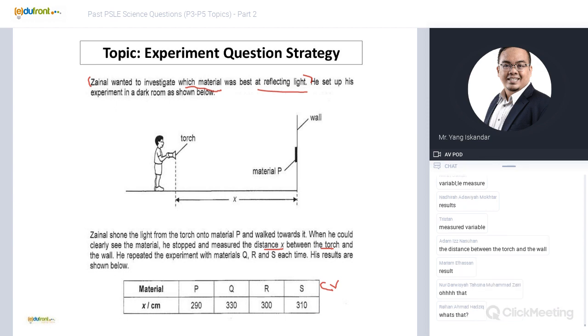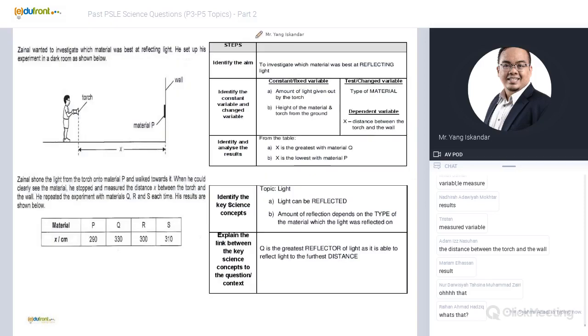Meaning that in this particular experiment, the results that you collect, right, we call that the measured variable or the dependent variable. In this particular question, it is the distance X. Okay? Now let's continue.